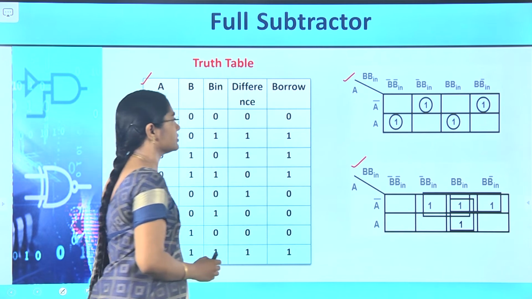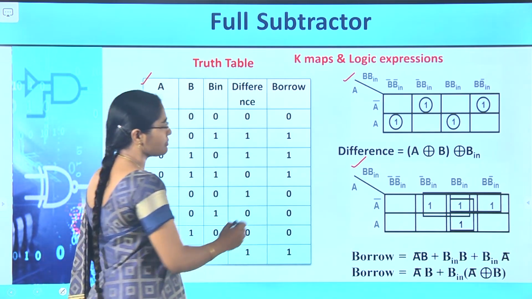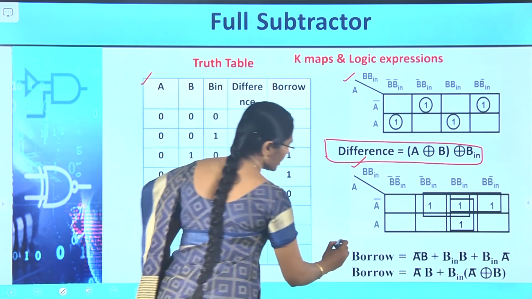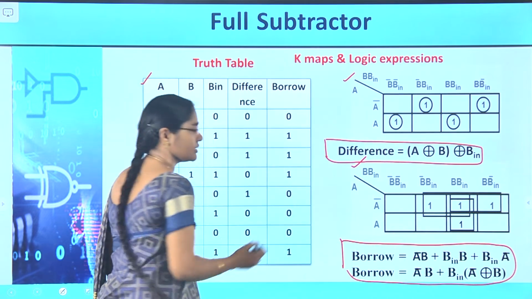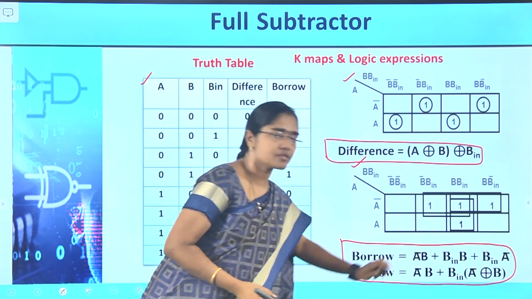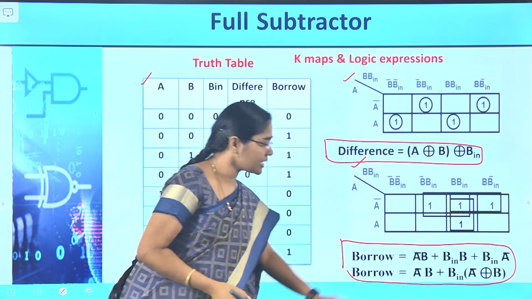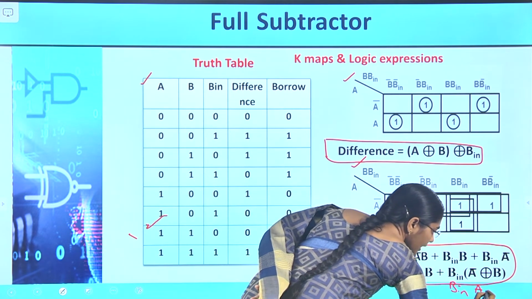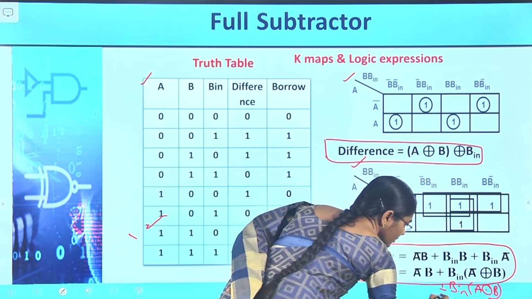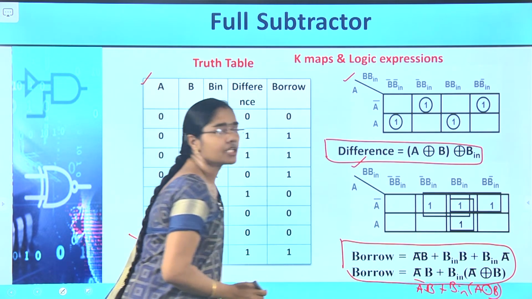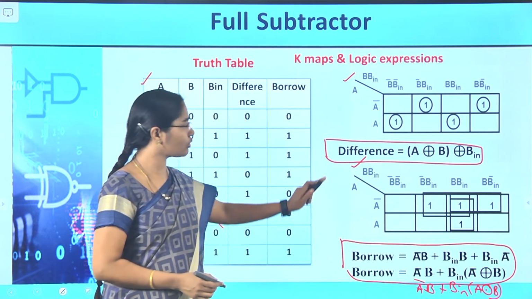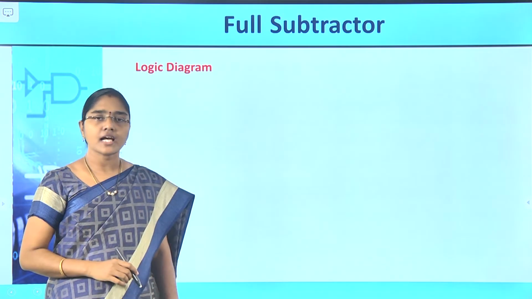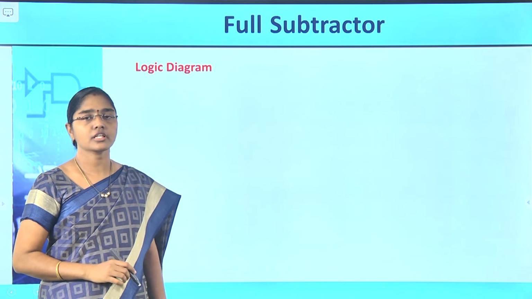simplifications of difference and borrow expressions, and after simplifying, the final expressions we are going to take are: difference is equal to A XOR B XOR with B in, and borrow expressions like this, A bar B plus B in into B plus B in into A bar, or A bar B plus B in into A bar XOR B, or we can take B in into A XOR B also plus A bar B. We can take any one of these three expressions for the borrow, and the difference expression is always A XOR B XOR with B in. The last step of full subtractor design is drawing the logic diagram.